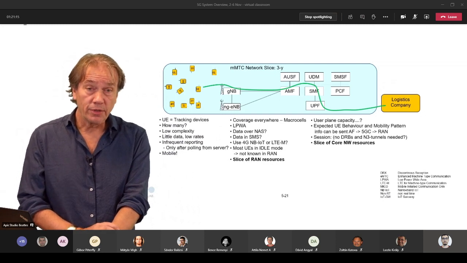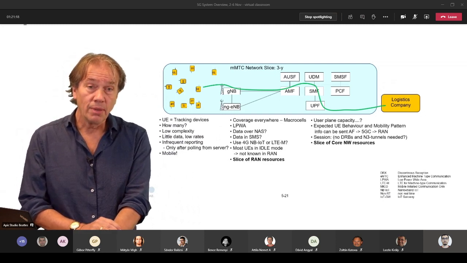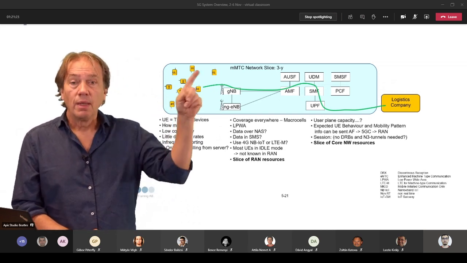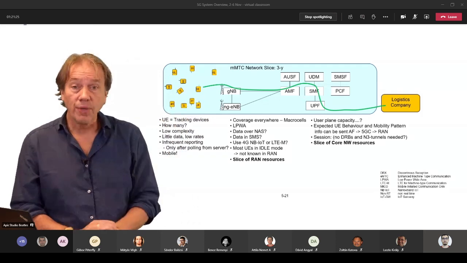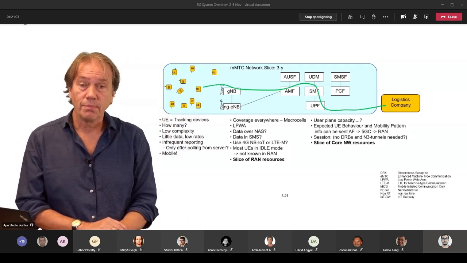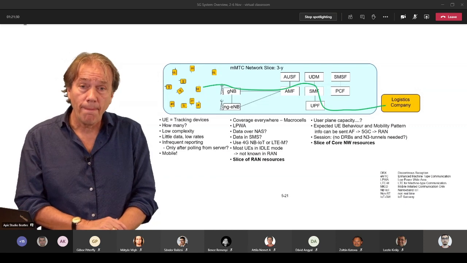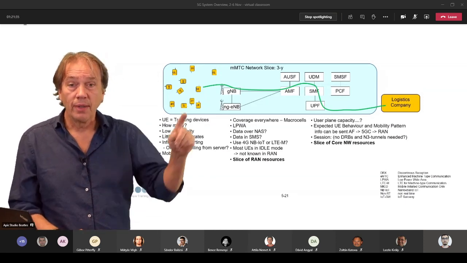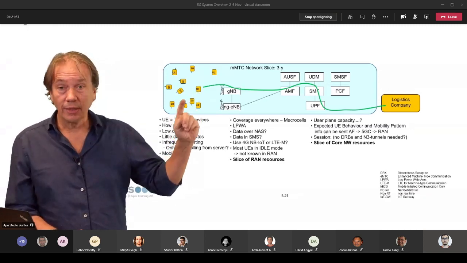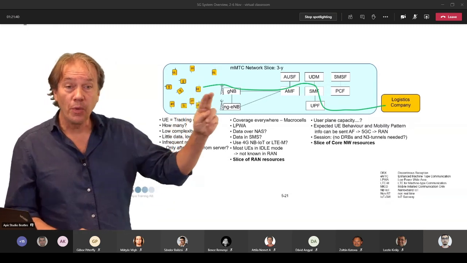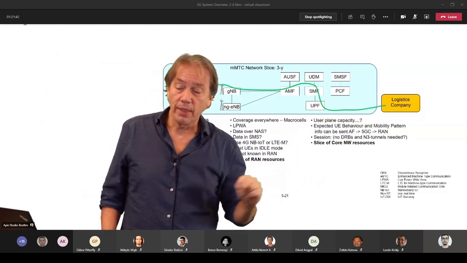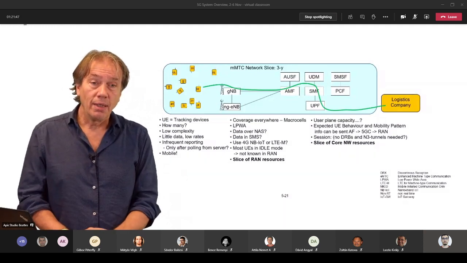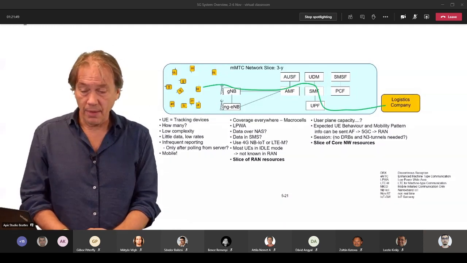Object tracking example, you can imagine some logistics company that want to know where their cars or containers or boxes are, and yeah, with some regularity, UEs inside the cars or boxes or containers will report to the logistics company coordinates or some other type of tracking related information.